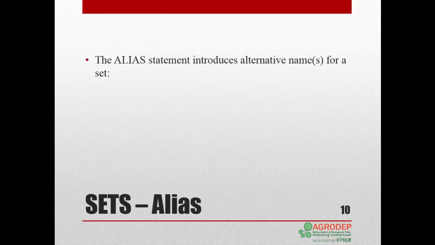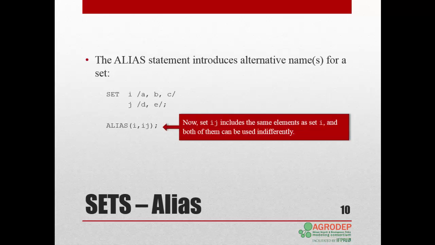Next, we will learn to use another set statement, Alias. This statement allows the user to give different names to a previously defined set. Let's define the sets I and j. The syntax for the alias statement is the keyword alias, followed by the name of the set, as previously defined, followed by various other names. All the names are separated by a comma and closed in parentheses. The statement ends with a semicolon.